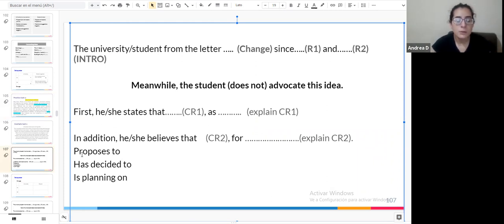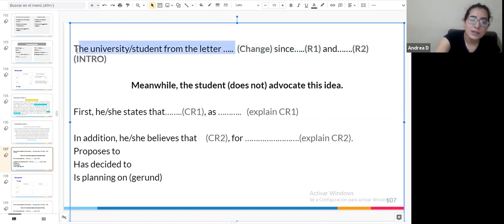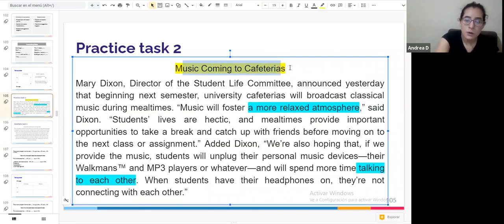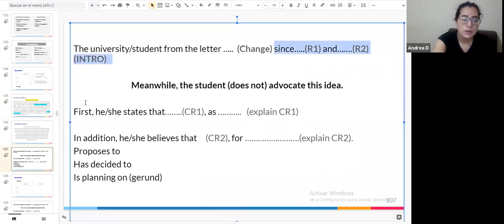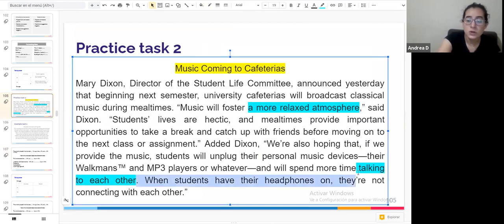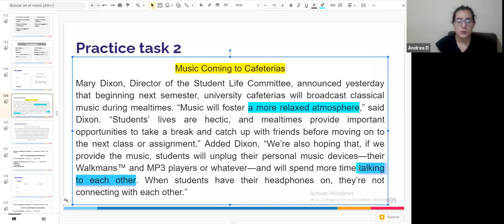So the university proposes to broadcast music in the cafeterias, or has decided to broadcast music, is planning on, and here you need a gerund, right? Is planning on broadcasting music in the cafeterias. So at the beginning, you're gonna tell me what the change is, which is probably gonna be in the title. The university proposes to broadcast music in the cafeterias, and you're gonna summarize the reasons. So you can tell me since they wanna foster a relaxed atmosphere and they want students to connect, okay? So it's super quick, one sentence.